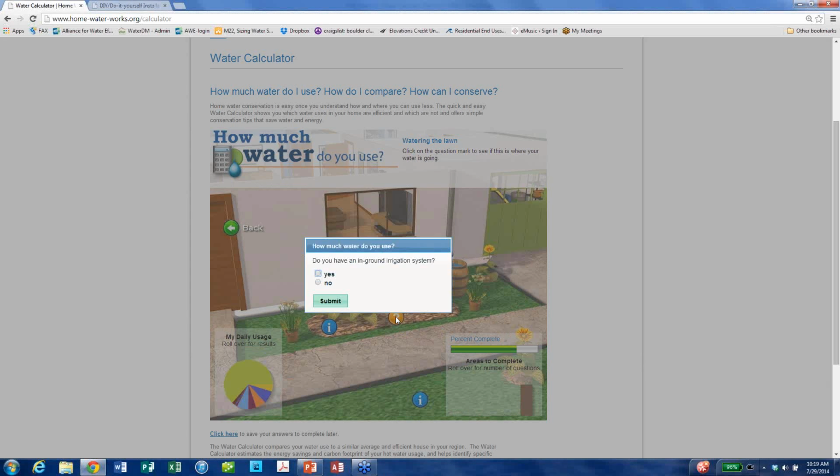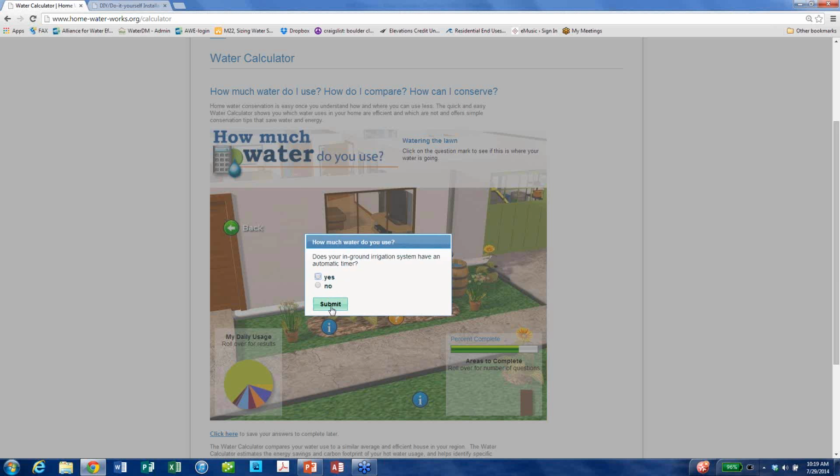Let's see what the questions are, though. Important first question, do you have an in-ground irrigation system? Through the research that's been done on residential water use, we know that if you have an in-ground irrigation system, you're likely to use a lot more water outdoors than if you're a manual irrigator or a hose dragger, as they're affectionately known.